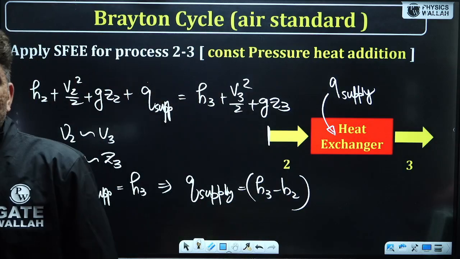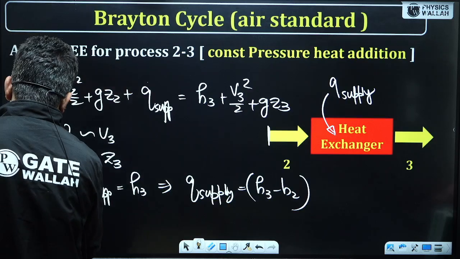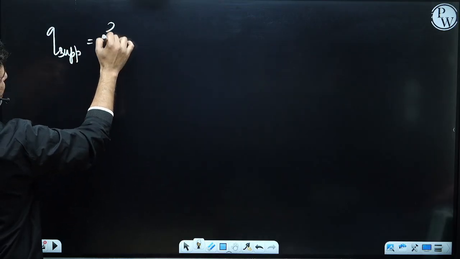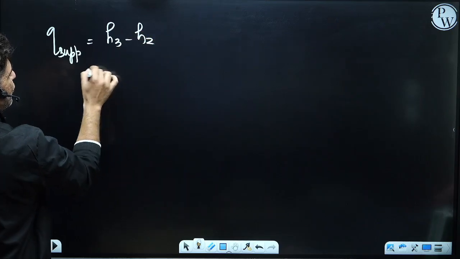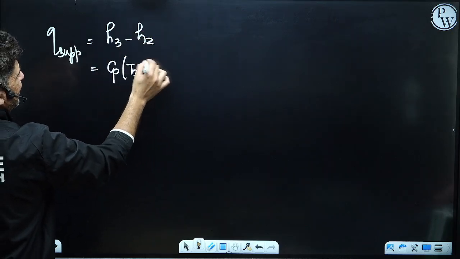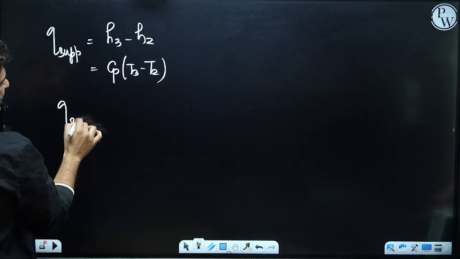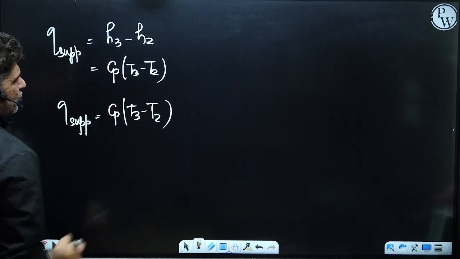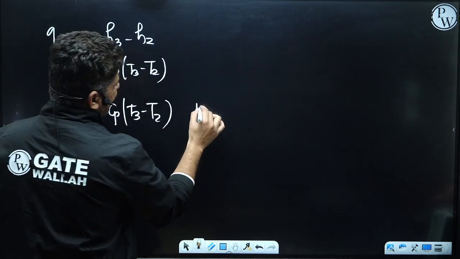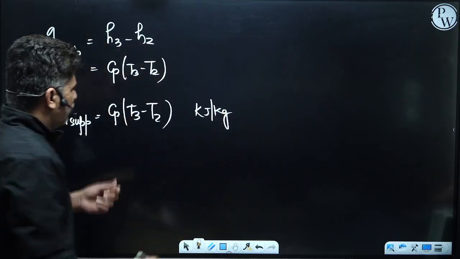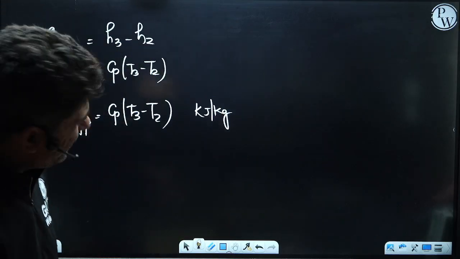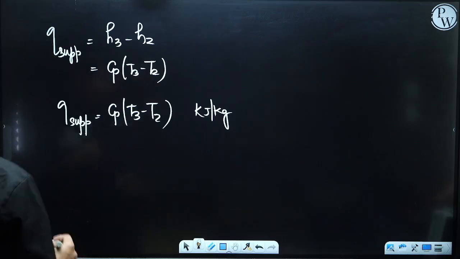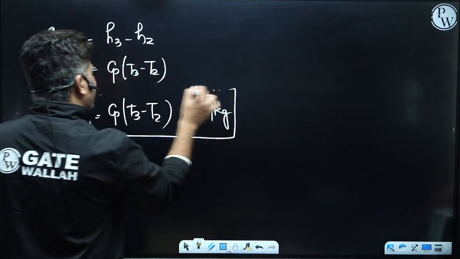Okay. And again, we know that H3 and H2 will be functions of temperature. So Q supply can be written as H3 minus H2, which is equal to Cp T3 minus T2. So Q supply will be equal to Cp T3 minus T2, and the unit of this will be again kilojoule per kg. So the unit of Cp is kilojoule per kg Kelvin, multiplied by the temperature difference in Kelvin. So the unit will be kilojoule per kg. So this is the heat that you supply per kg.